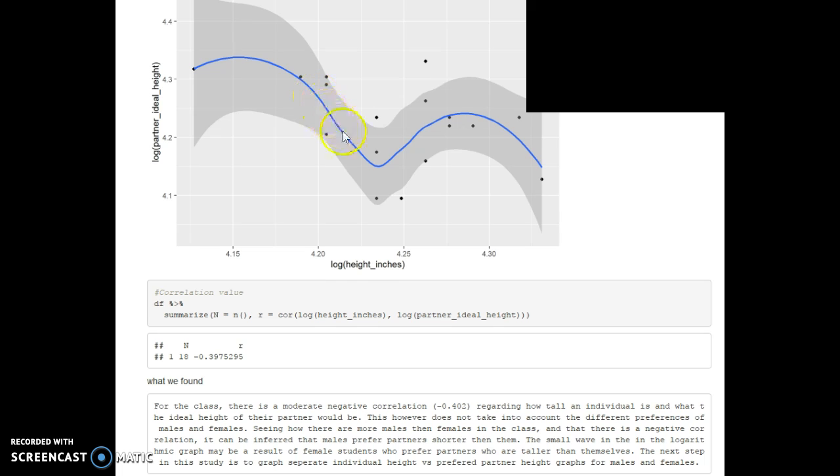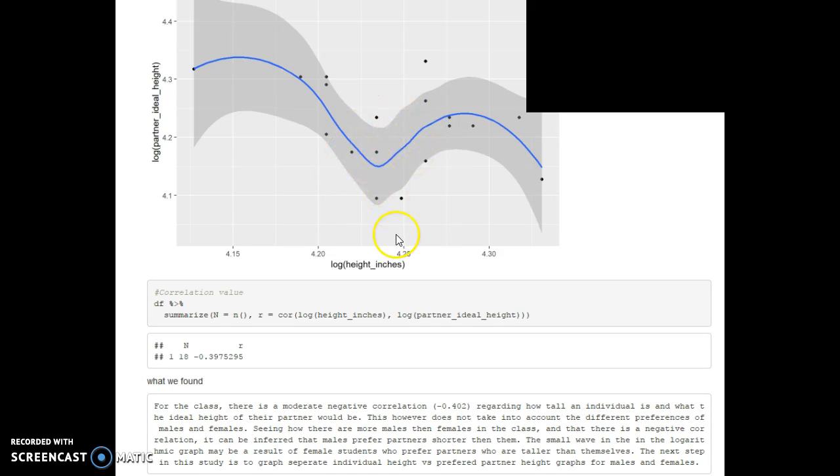Okay, we have this little curve. Part of what may account for this is the fact that we have a few girls who are shorter but prefer a taller partner, and that could create this little wave dip thing. In truth, we don't know what it would be.